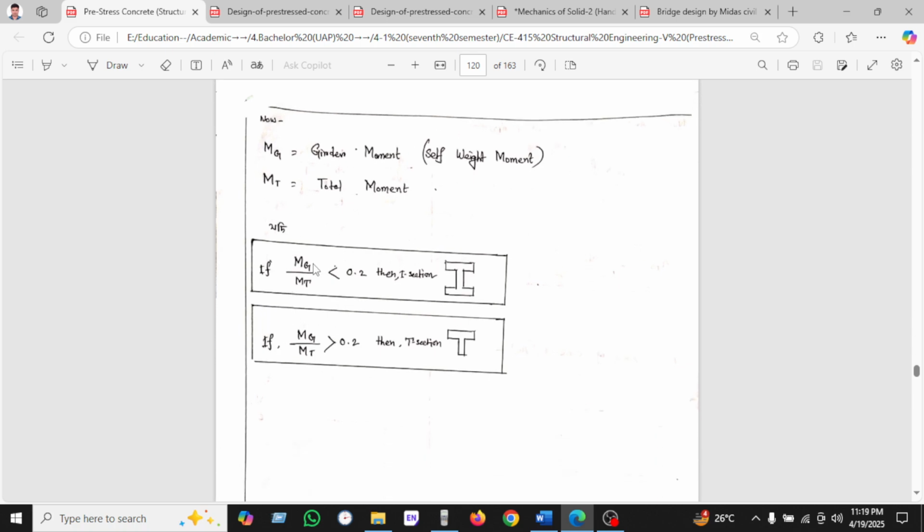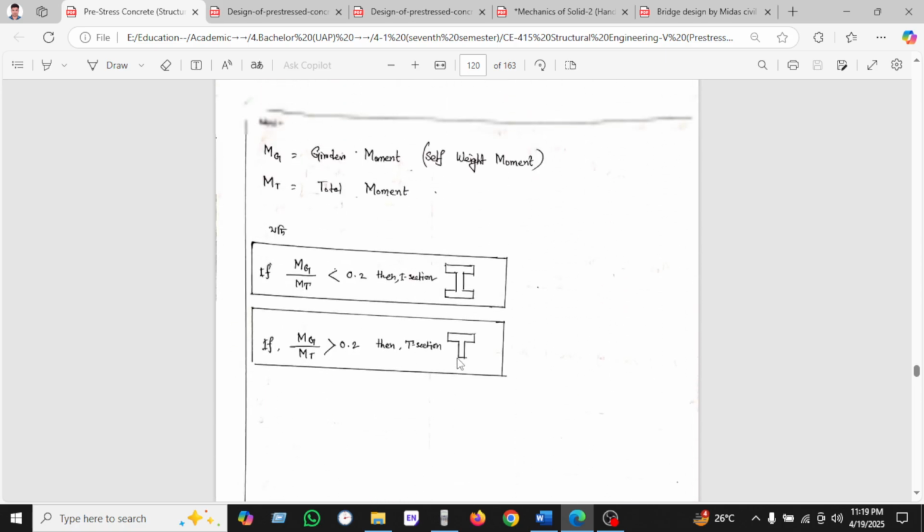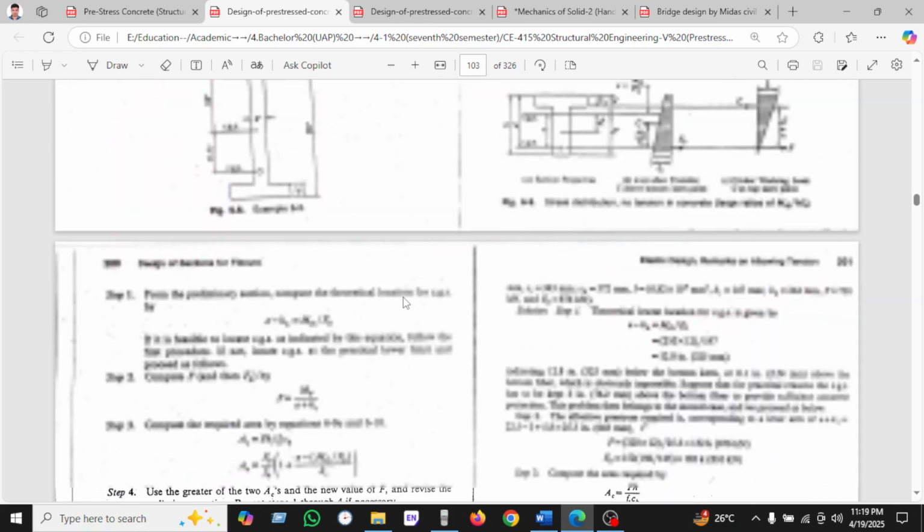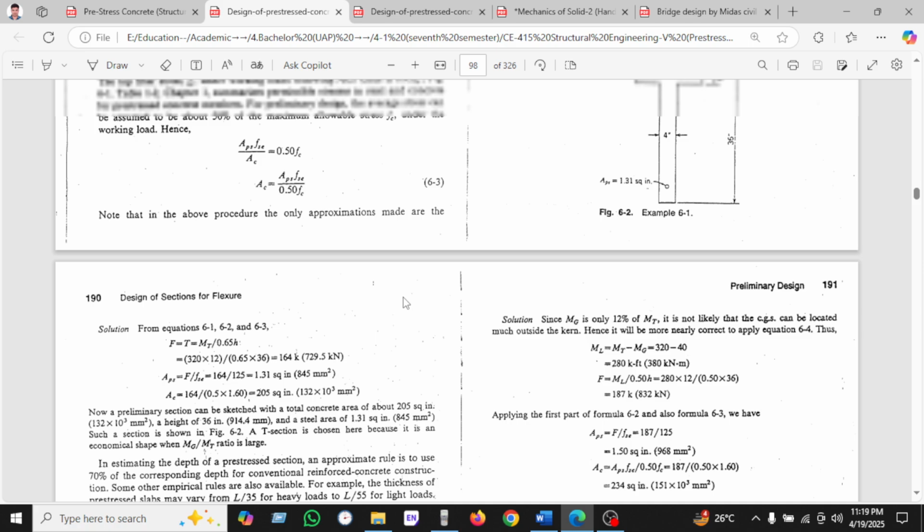If the girder moment divided by the total moment is less than 2, then we can use the I section. If the girder moment to the total moment ratio is greater than 2, then we will use the T section. Okay, let's go to this book and see at a glance what is happening.